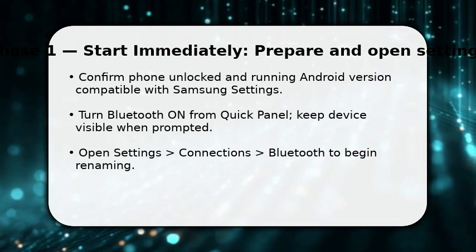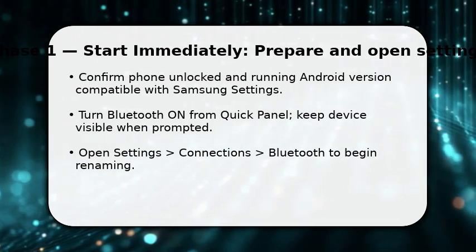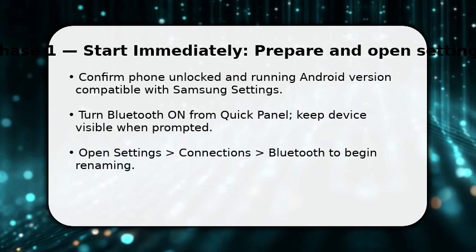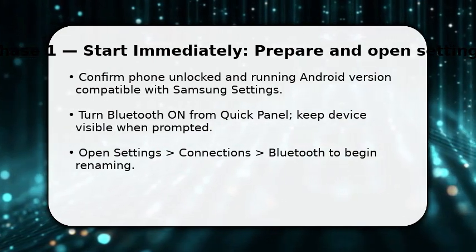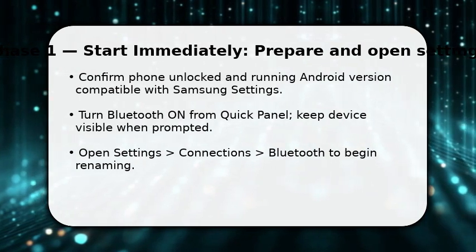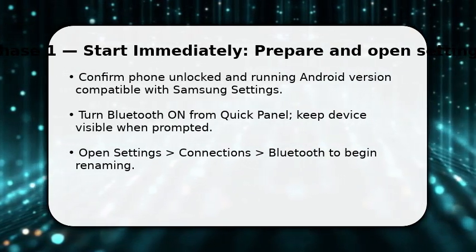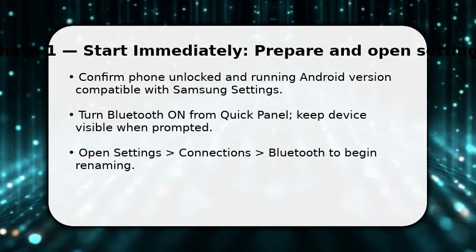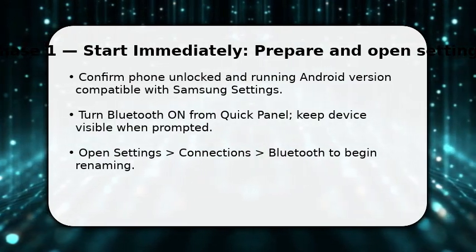Next, go straight into Settings, tap Connections, then Bluetooth. You're now viewing paired and available devices. Don't stop. Locate the three-dot menu or the device name you want to change. This initial path gets you into the exact screen where renaming is possible, so continue without detours.